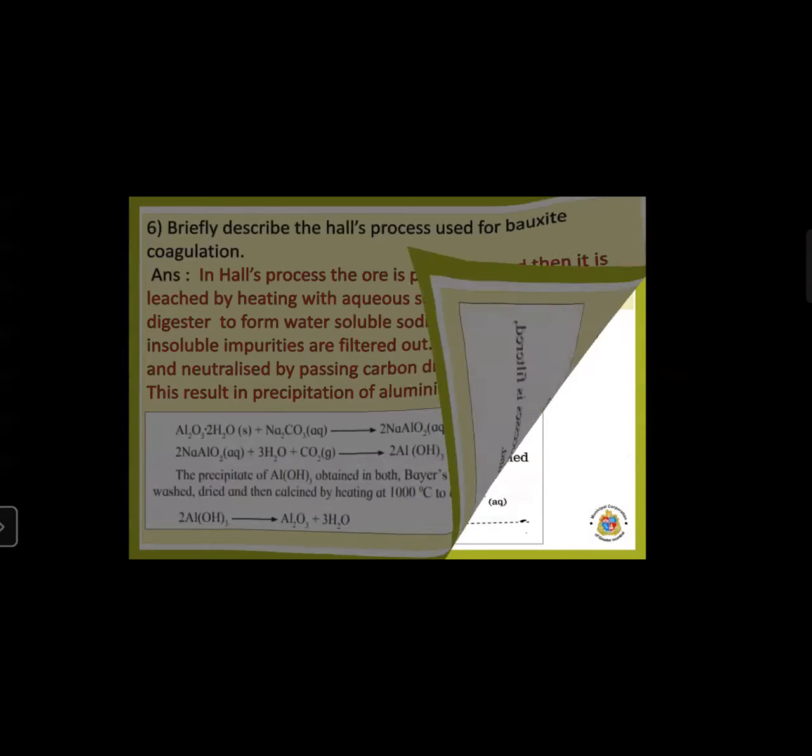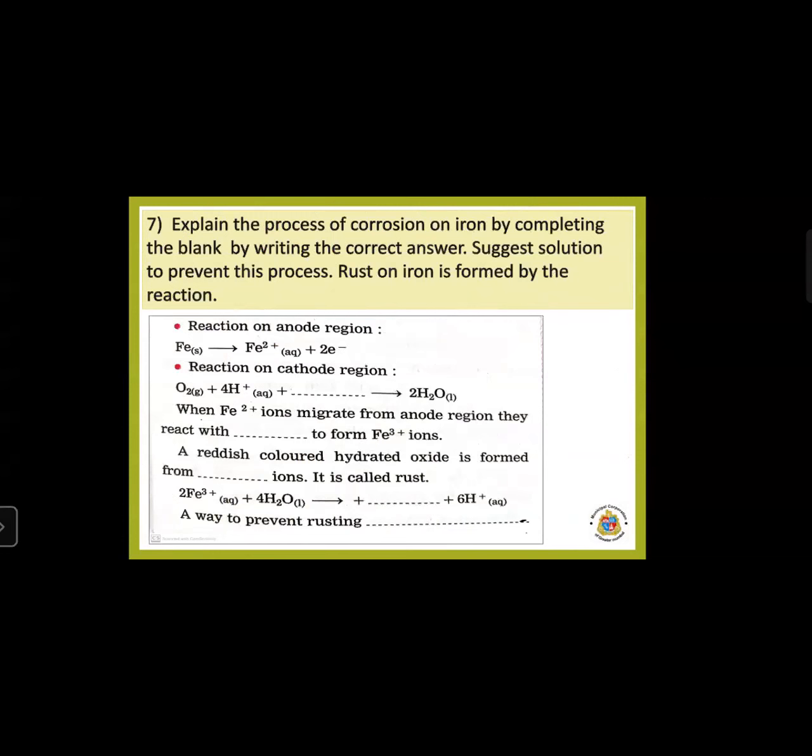Now the next question, the seventh question: Explain the process of corrosion on iron by completing the blank by writing the correct answer, and suggest a solution to prevent this process. Rust on iron is formed by the reaction. Rusting is formed when iron comes in contact with moisture, water vapor and air.